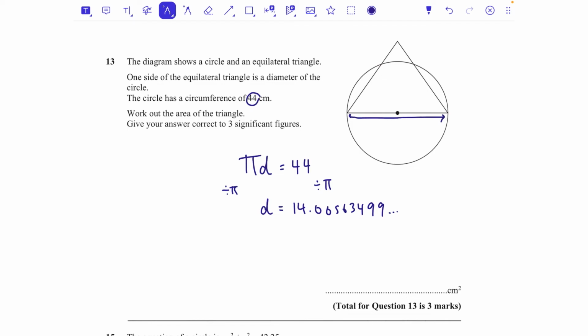But it says work out the area of the triangle. Now, I also know then that this side is 14.0056. So this is 14.005, this is 14.0056, and so on. And I know that because it's an equilateral triangle, this is going to be 60 degrees.